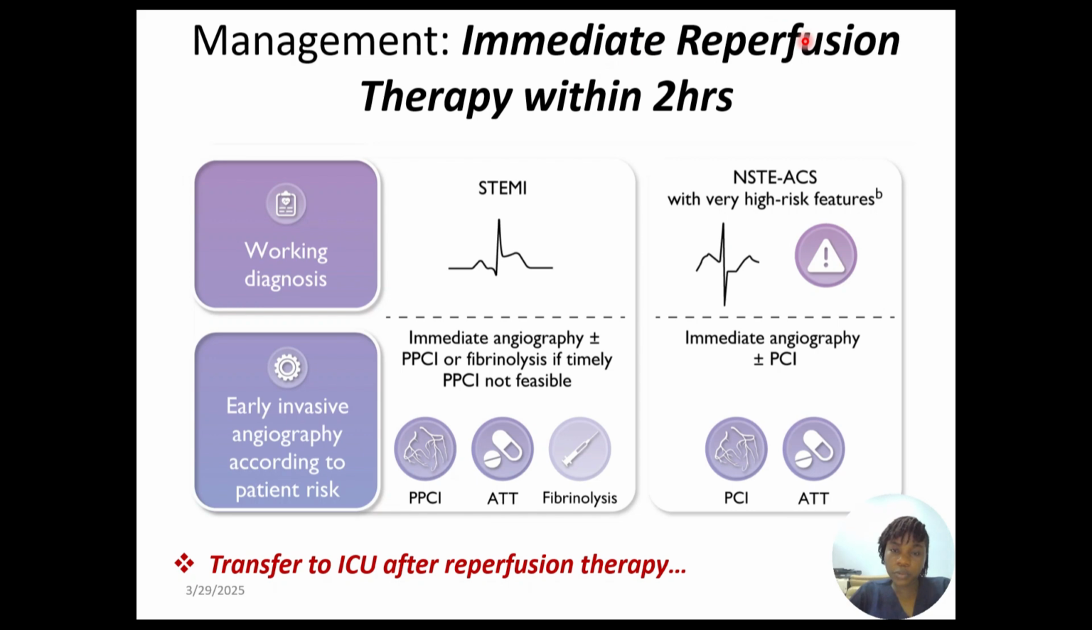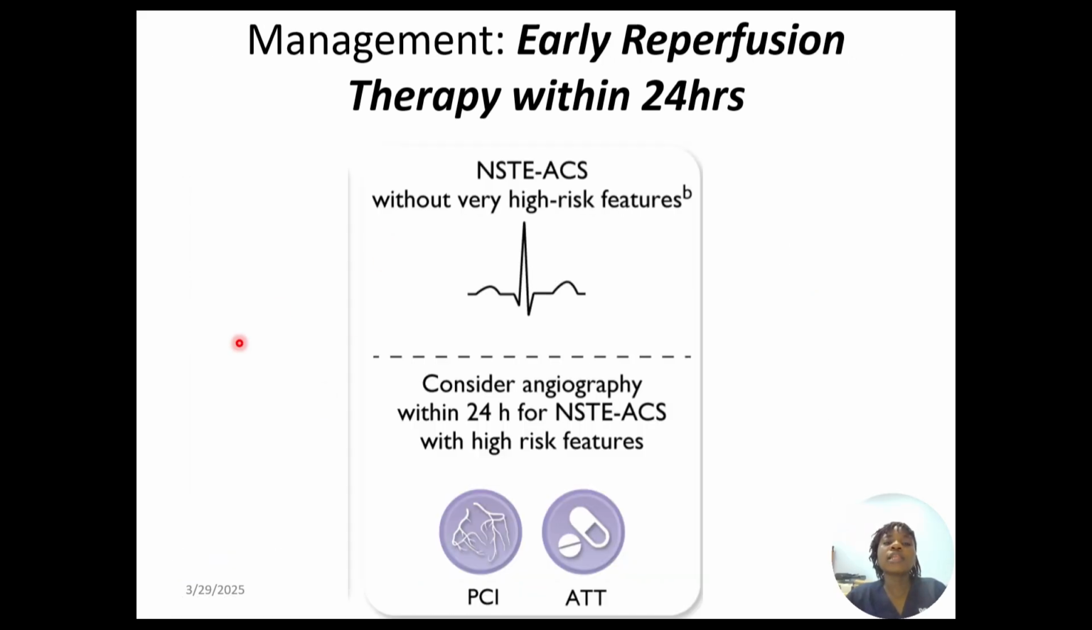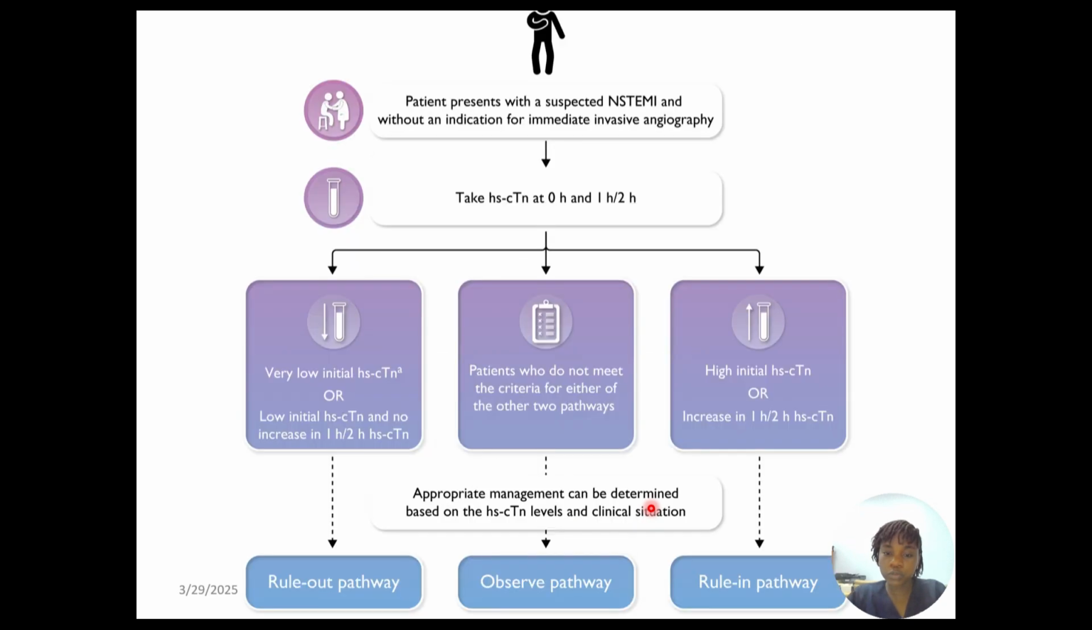Once the reperfusion therapy is concluded, the patient will be transferred to the ICU, where there will be continuous monitoring of vital signs, ECG tracing and telemetry, and also to monitor and rule out complications and manage them immediately they are seen. Now, for patients with non-ST elevation acute coronary syndrome without very high risk features but with high risk features, they should have early reperfusion therapy within 24 hours, and this is done via invasive coronary angiography with PCI, and acute pharmacotherapy should be instituted before the procedure.